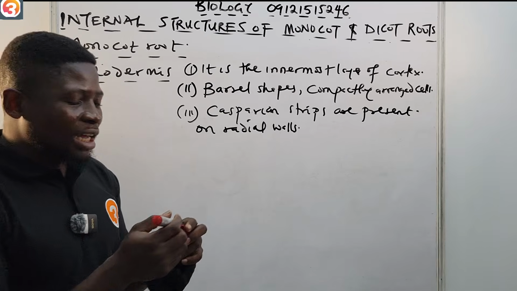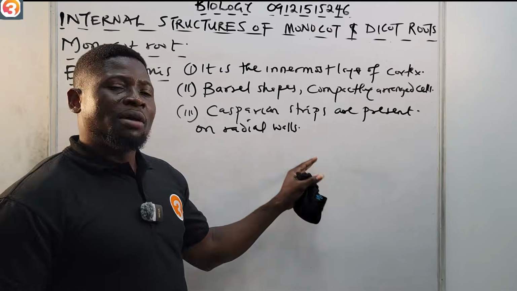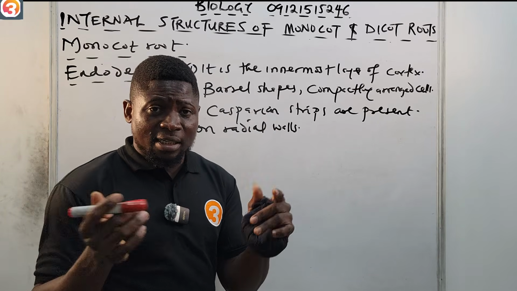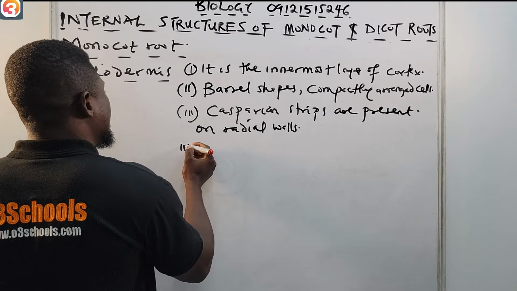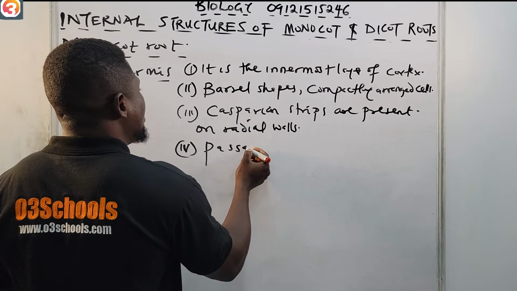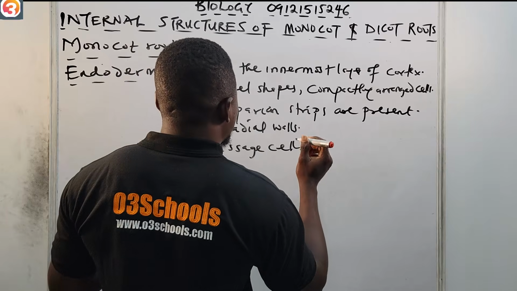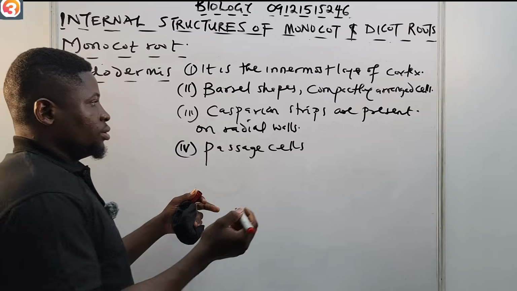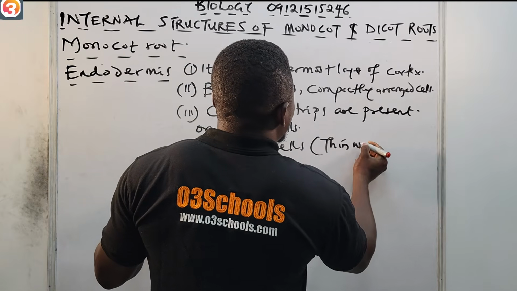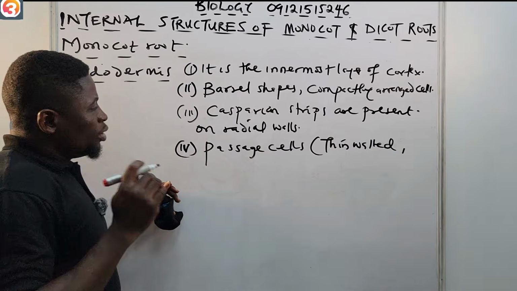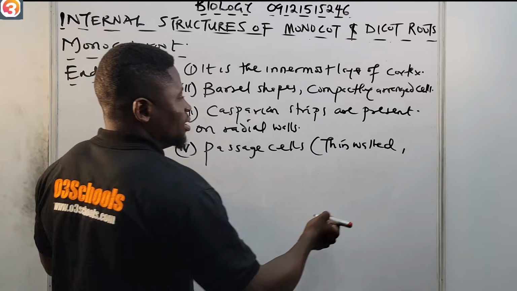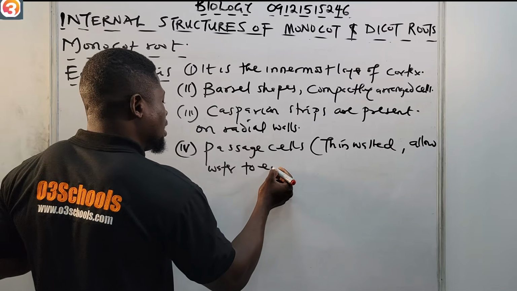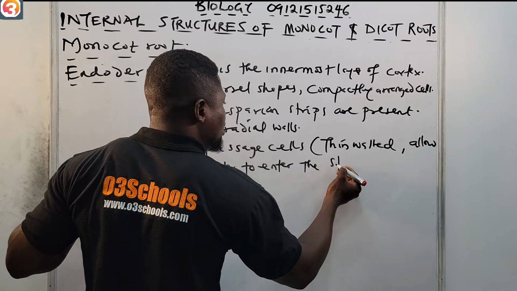Now, for the endodermis of a monocot root, Casparian strips are present on radial walls only. And then we also talk about passage cells, isn't it? So they also have passage cells. These passage cells have thin walls, and what they do is allow water to enter the steel.